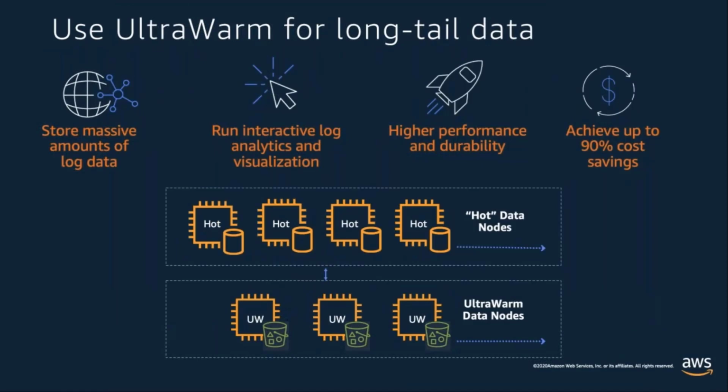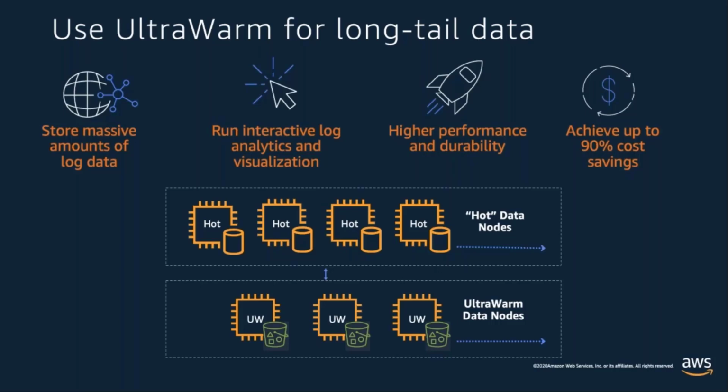Our final type of node is the UltraWarm node. UltraWarm nodes use S3 as a backing store. They enable you to store a much longer tail of data for a longer term analysis of the log data that you're sending in. You can run the same interactive log analytics and visualization. The access patterns for the data are the same. You don't have to access UltraWarm differently than you access your data in your hot nodes. You simply send the same queries.